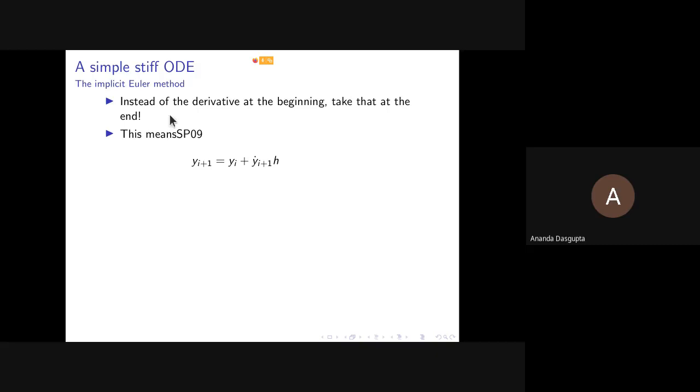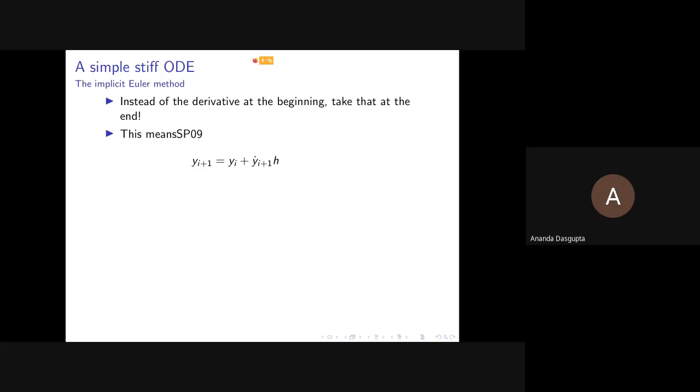Okay, so there are some stray things which have got in. I don't know how. This means the SP09, you can simply ignore that. Okay, what this means is y_{i+1} is of course y_i plus ẏ_{i+1} h.